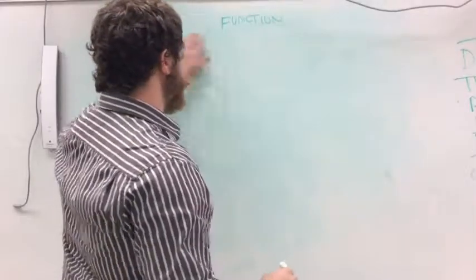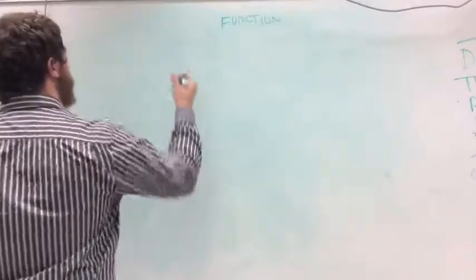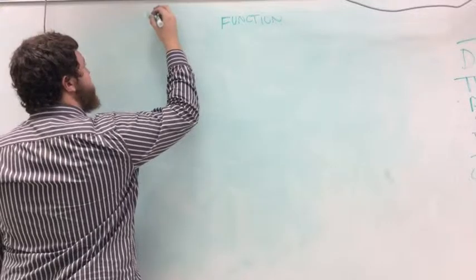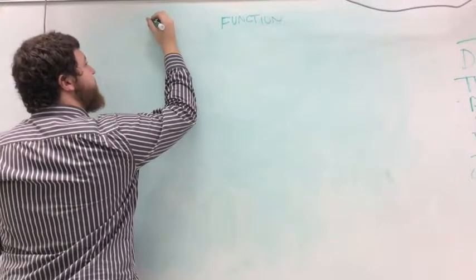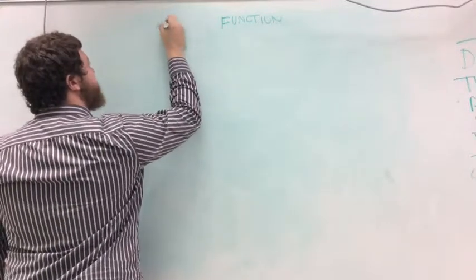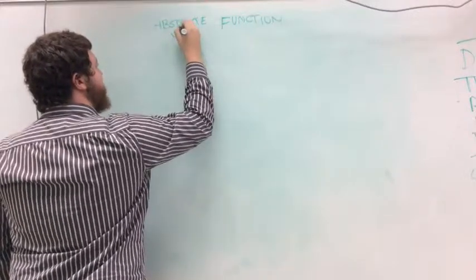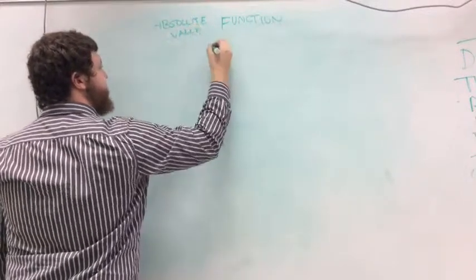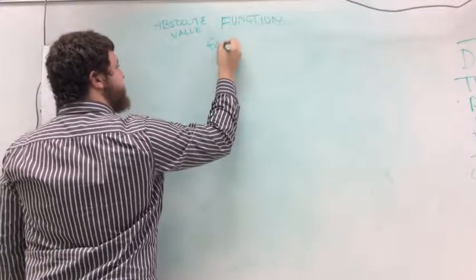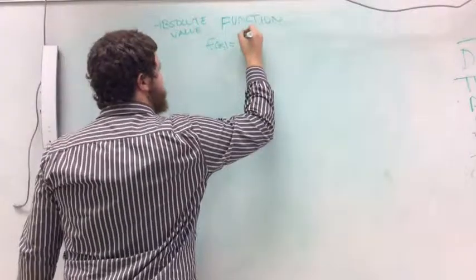Forget those. Cubic is as high as we'll go for now. Now, we're going to do absolute value. The absolute value function is just that. F of x equals absolute value of x.